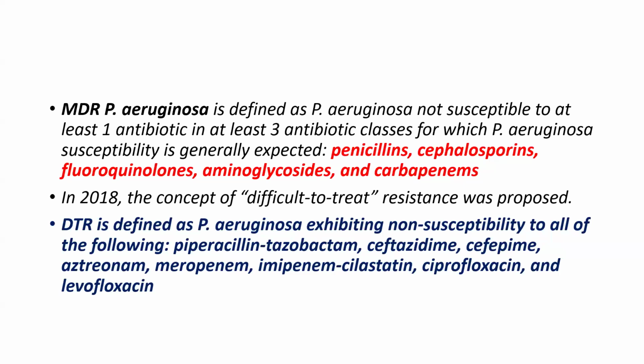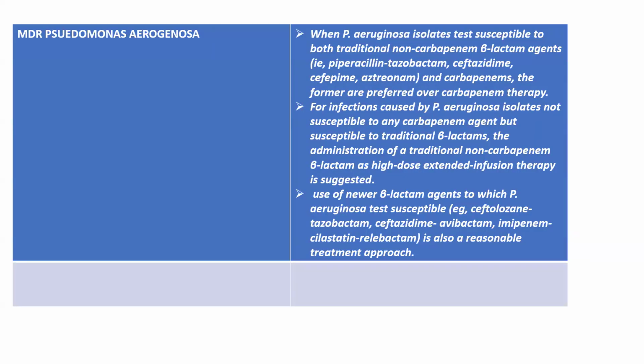So in 2018, the concept of difficult-to-treat Pseudomonas aeruginosa was proposed. So what is difficult-to-treat Pseudomonas aeruginosa? It means non-susceptibility to all of the following: piperacillin-tazobactam, ceftazidime, cefepime, aztreonam, meropenem, imipenem-cilastatin, ciprofloxacin, and levofloxacin.